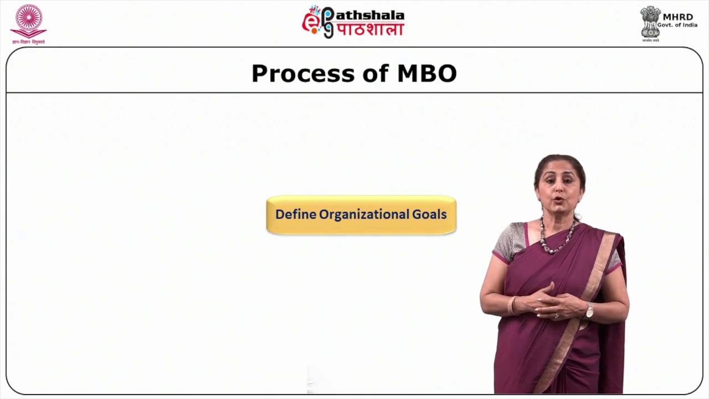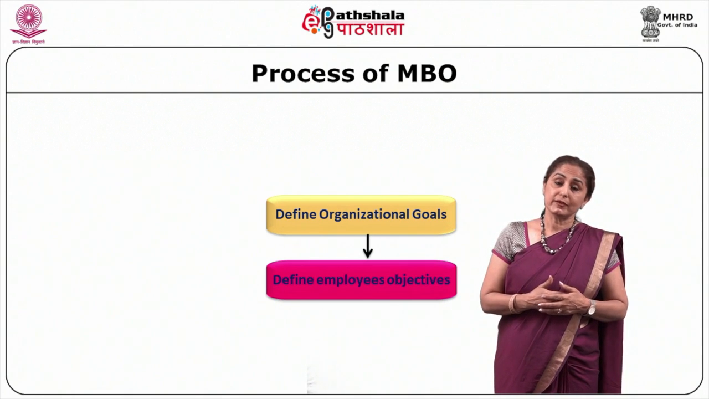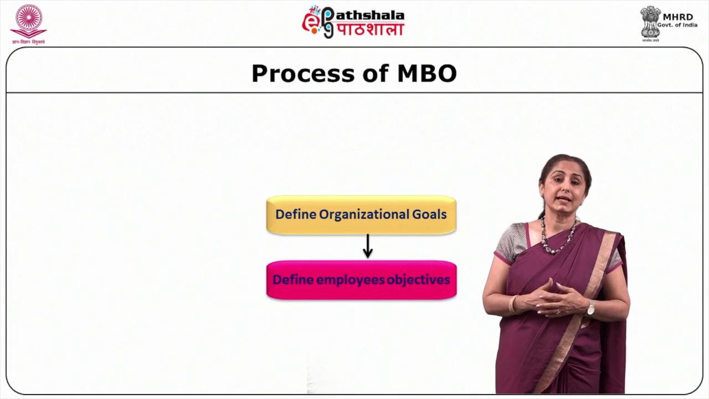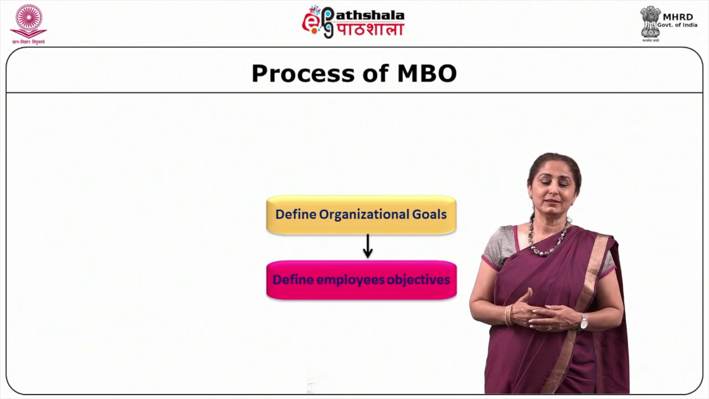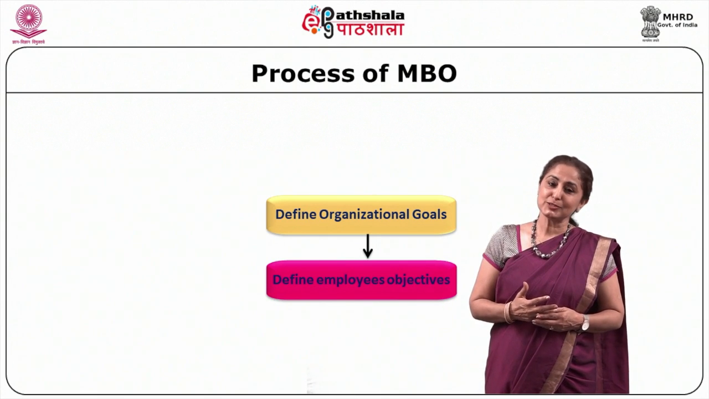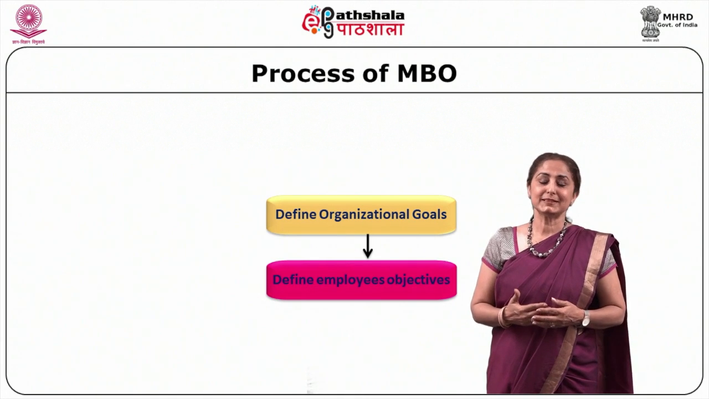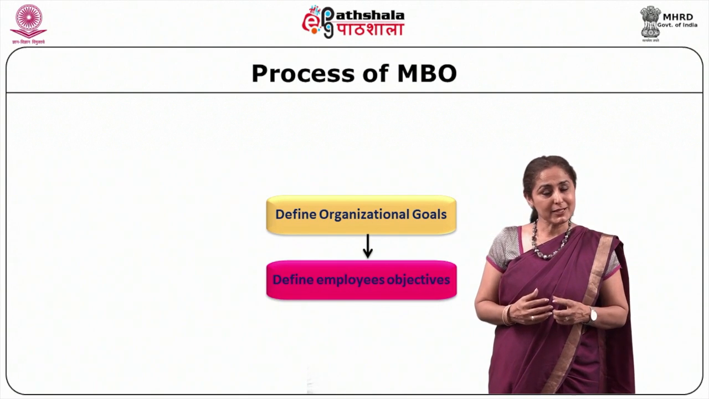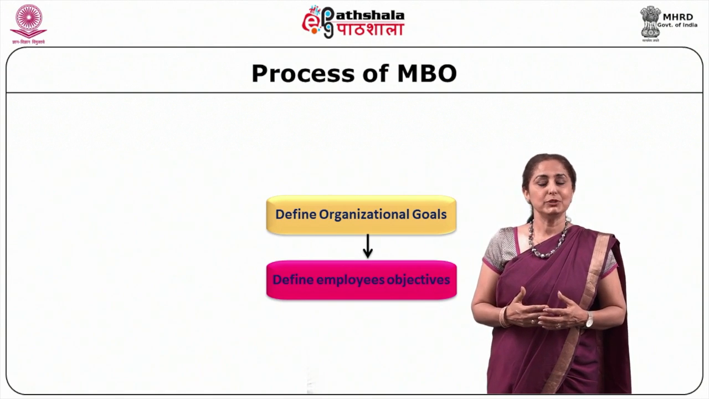In the next step of defining employee goals, the managers would now sit with their employees and engage in a conversation and help them design their own personal goals. These goals, according to Peter Drucker, have to be the SMART goals: specific, measurable, actionable, reasonable, and time-bound. The manager helps the employee to look at all the resources that are available, and define a time frame within which the reasonable goals that have been designed can be achieved.